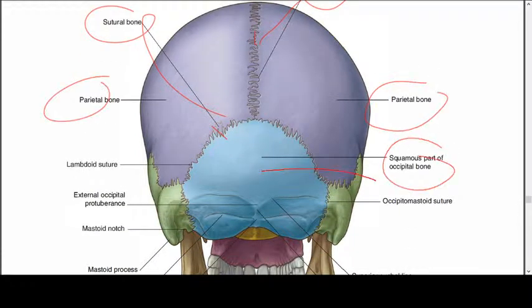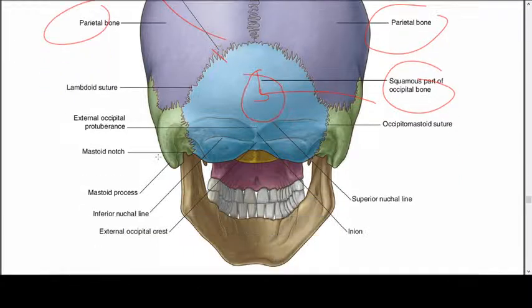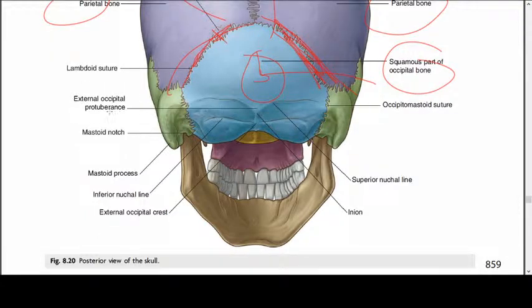This is the squamous part of the occipital bone. This is the lambdoid suture, as we have already discussed. It is lambda-shaped, and this suture is called the lambdoid suture. This part is very important to understand.